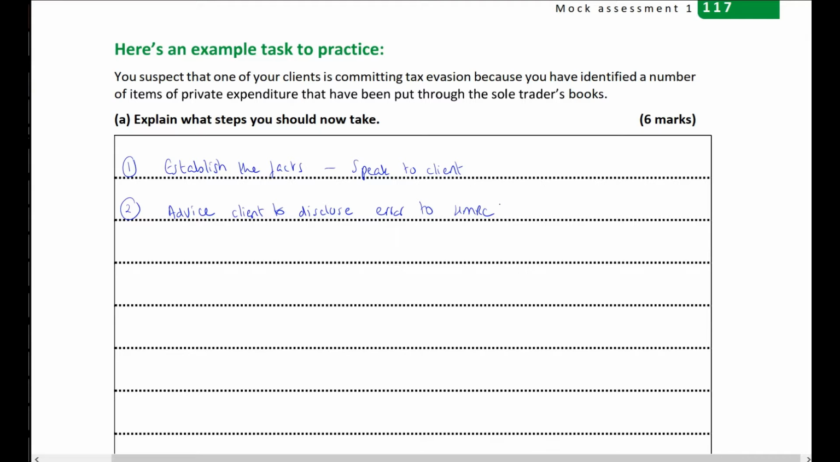So assuming the client then says, okay, no problem, I will disclose my error, then we'd go down this route. So the client agrees to disclose. What would I do then? I just want them to know and to understand what the implications may be. So I would give advice on penalties and any interest that may be payable.